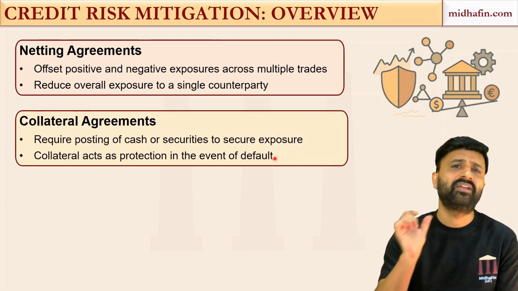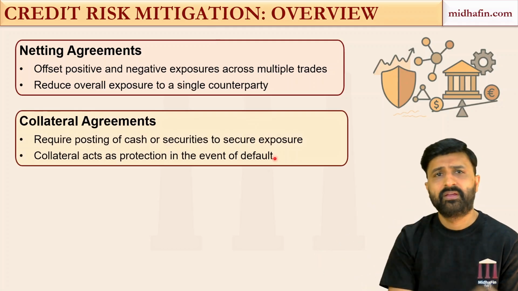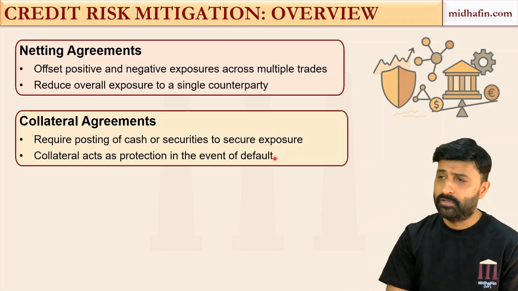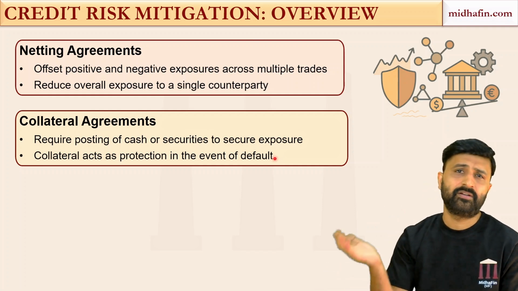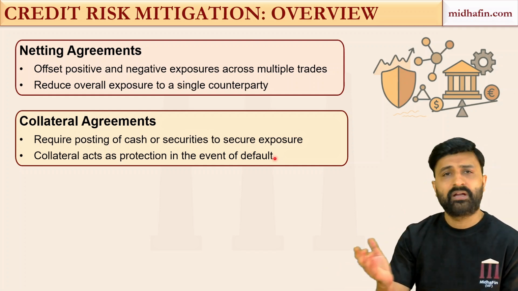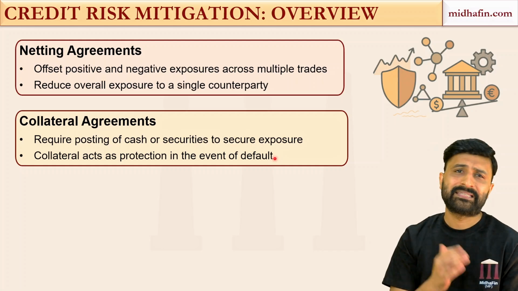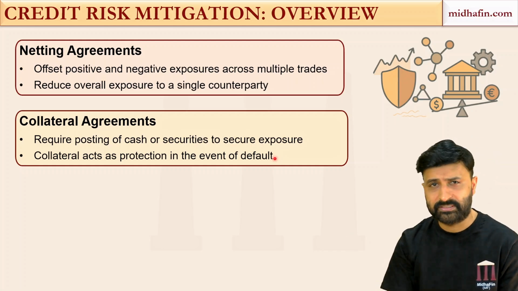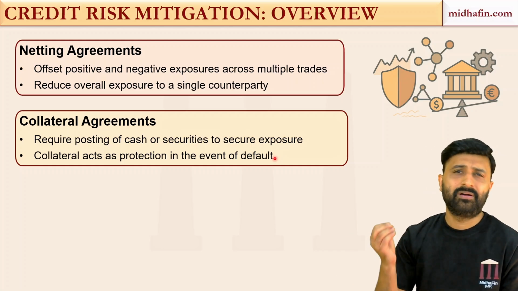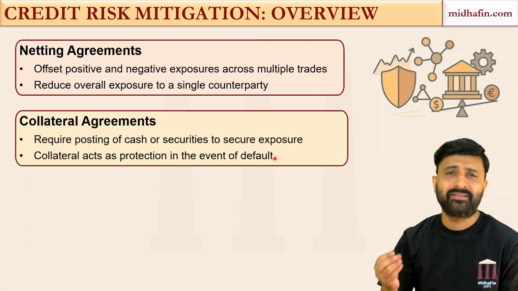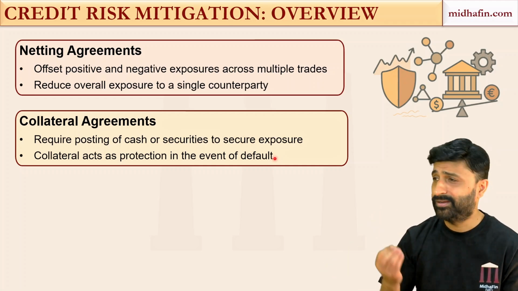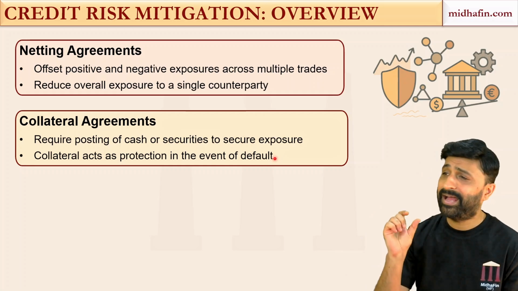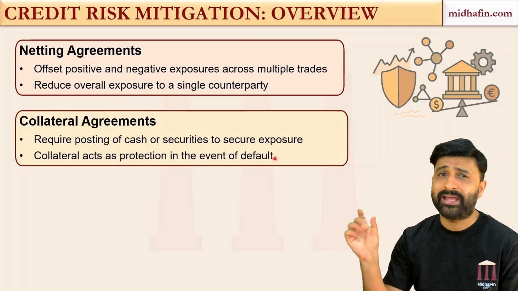Next, collateral agreements. This is also one of the major mitigants, collateralization. Here the counterparty must post cash or securities to back its position. If the counterparty defaults, the bank can seize the collateral to offset losses. This is actually a regulatory requirement for most financial institutions, and collateral is usually held under the ISDA credit support annex.